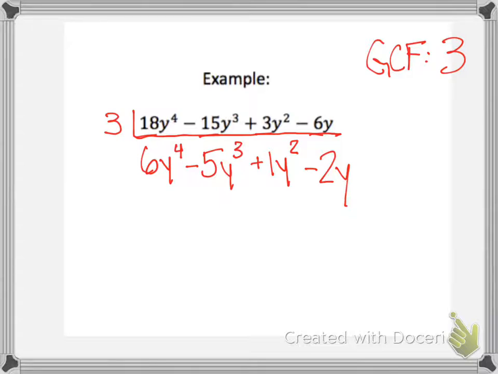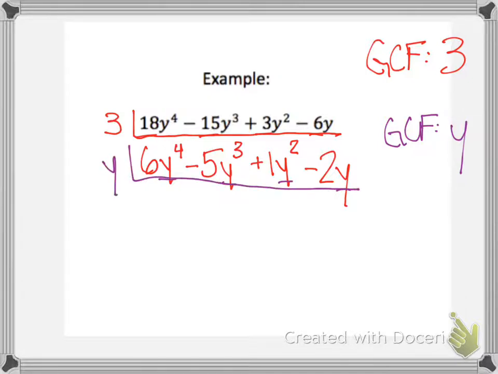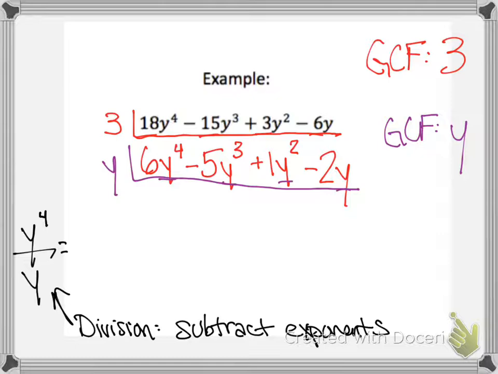Now let's factor out a variable. If I'm looking at my y to the fourth, y to the third, y to the second, and y, my greatest common factor out of those variables is my lowest exponent, or in other words, y. I'm going to divide all of these pieces by y. And if you recall from the beginning of our quarter, when we started learning about y to the fourth divided by y, when I divide with variables, I have to remember that dividing means I subtract my exponents.